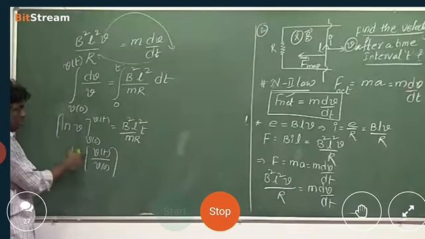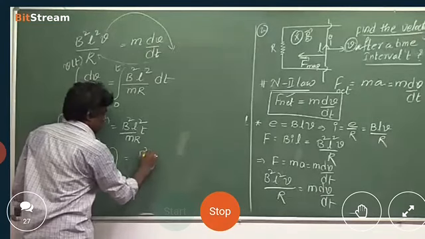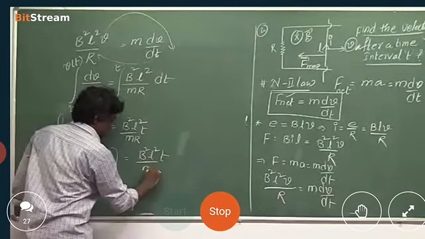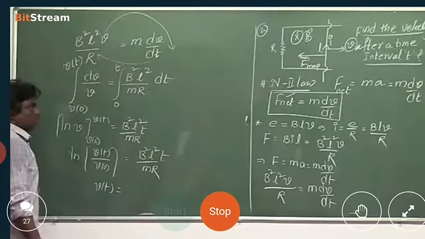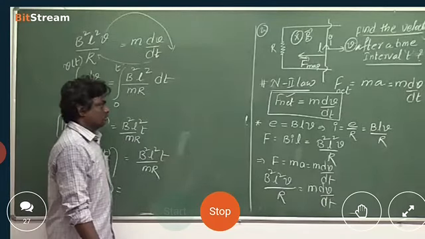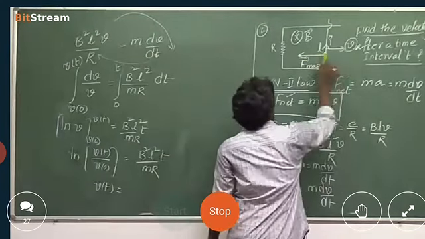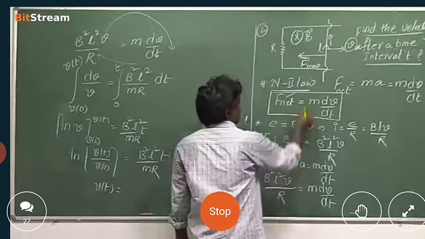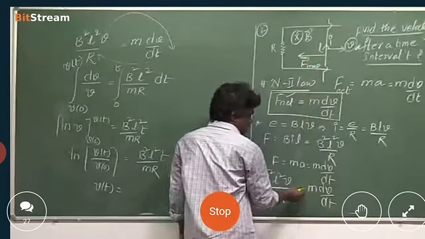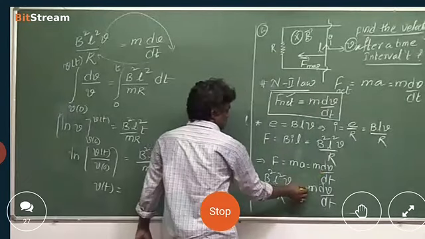So you understand what I have written here. Log a minus log b equals log a by b, which is equal to B squared L squared t by mR, and finally v of t is equal to... some mistake happened. What? Can anybody identify? Velocity direction and magnetic force direction are both opposite. Both are opposite means what do you have to take here? Minus sign. That you forgot.